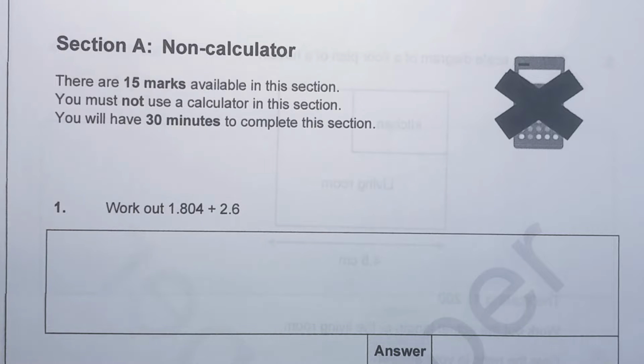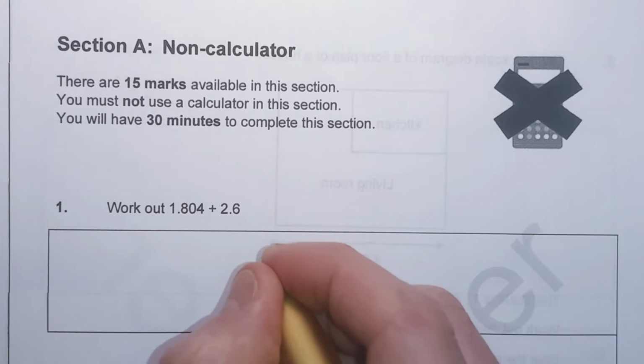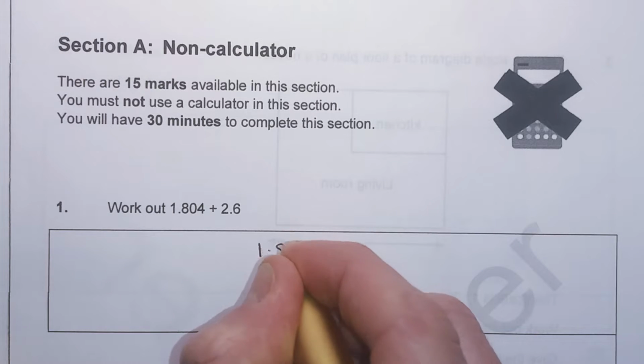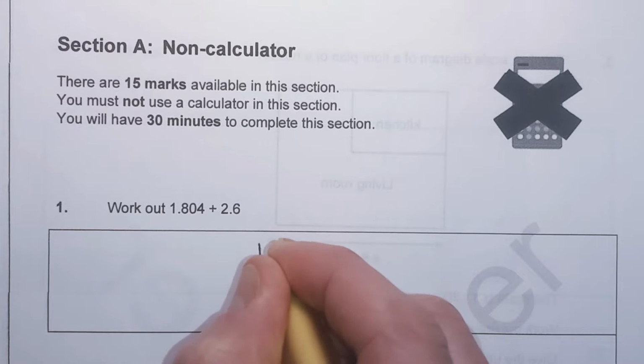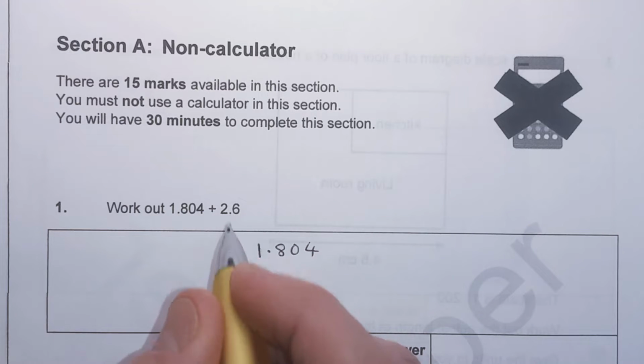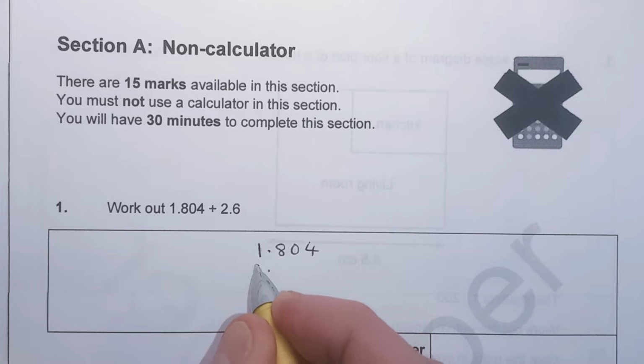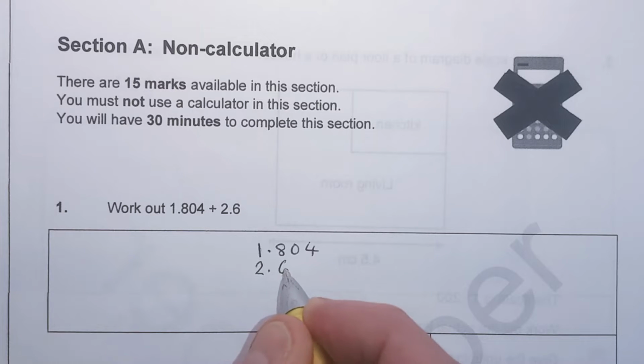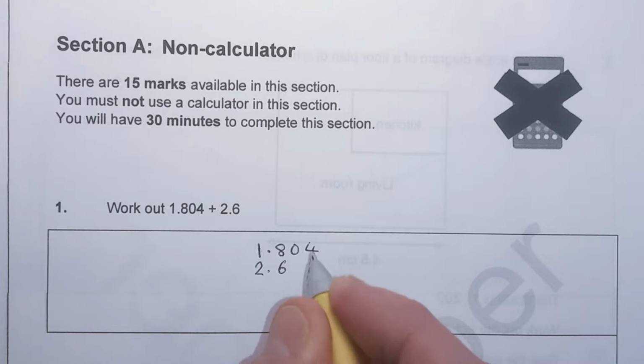Question 1. Work out 1.804 plus 2.6. So let's write these out. 1.804. Then we're going to write the 2.6 below, but we want to line up the decimal points. So we're going to have the 2 here and the 6 here. And so we've got something to add these two. I'm just going to insert some zeros.